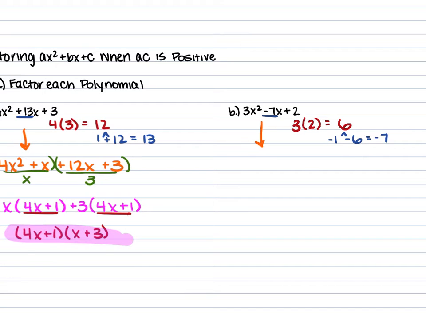So this is turning into 3x squared minus x minus 6x plus 2. So again, we just rewrote this with switching out that negative 7x for the negative 1 and the negative 6 with an x attached to them. From here, since we have our 4 terms, we are going to factor by grouping.